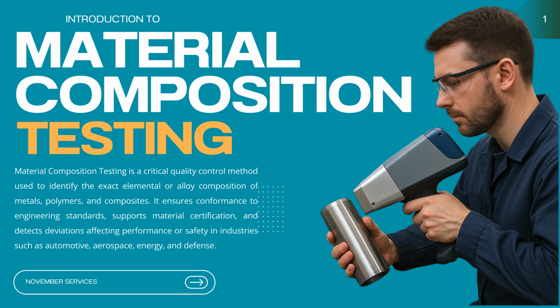It's not just about knowing what's in a material, but ensuring the material behaves as expected in real-world applications. For instance, in the automotive or aerospace sectors, even a slight deviation in material composition can lead to failure or inefficiency. That's why this testing is so widely used across industries like defense, energy, and electronics, to ensure reliability, durability, and safety.